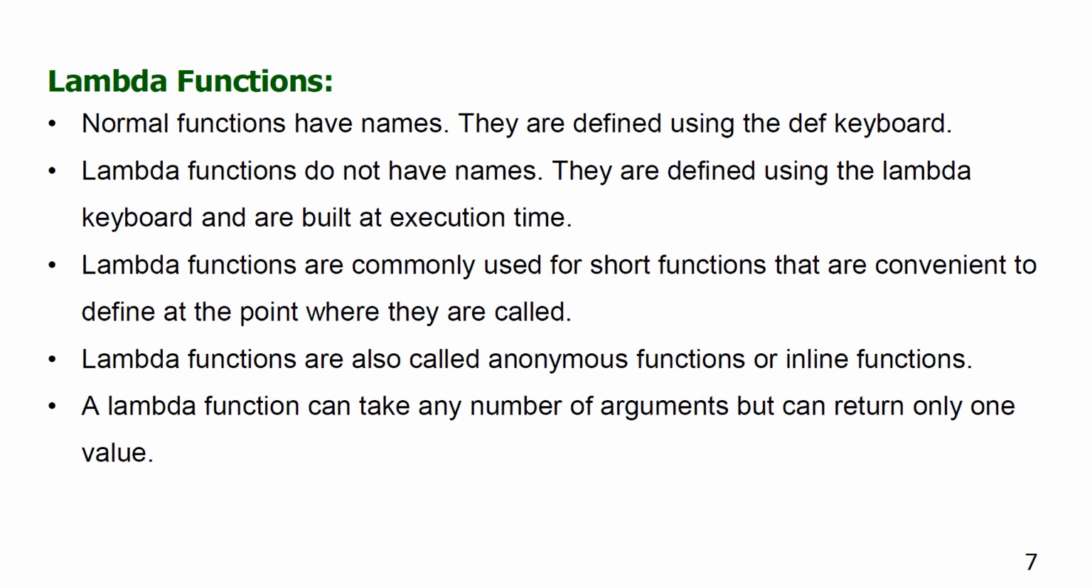But whenever we want to create functions at execution time, they do not have any name. That's why we call these lambda functions. Lambda functions do not have names, and we define a lambda function with the keyword lambda, and these are run at execution time. These are commonly used for short functions which are convenient to define at the point where they are called. So no need of defining anything; we can simply call the function itself.